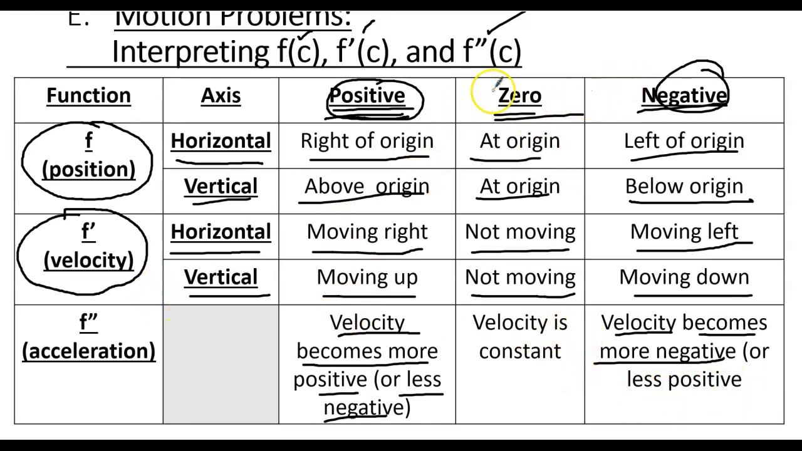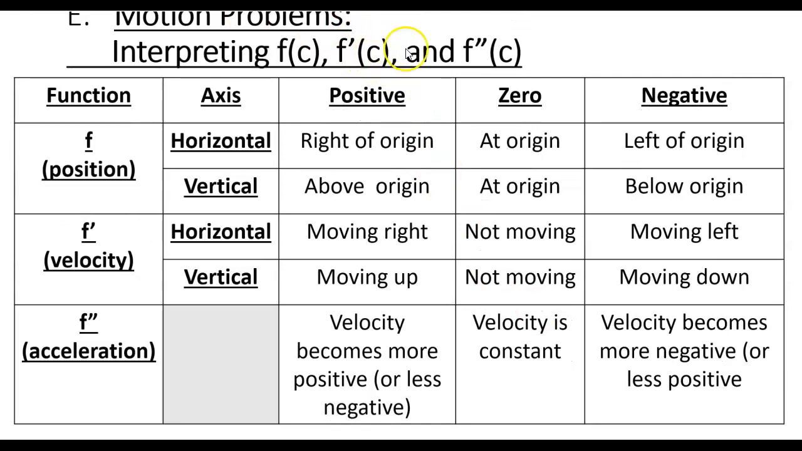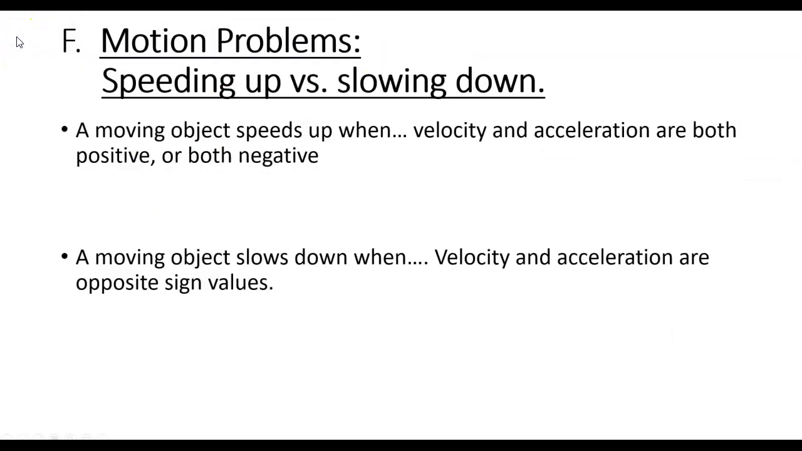Now, if you ever have an acceleration that is 0, that means your object is still moving. It just means that its velocity is not changing. So the velocity is constant. It's like you're moving at a constant speed, in other words. So that's what all that means, interpreting f, f prime, and f double prime in the context of positives, negatives, and zeros, especially thinking about whether you're on a horizontal axis or vertical. So this is a nice little reference chart to keep on hand.